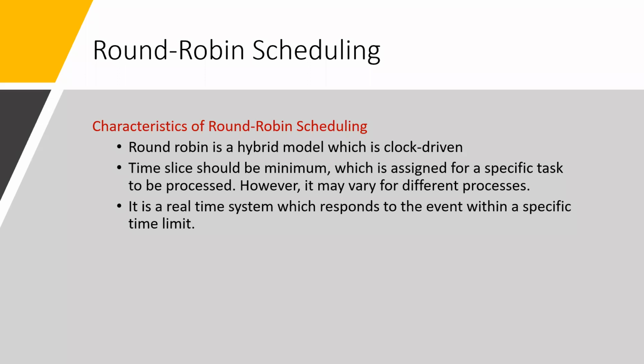How about the round robin? Round robin is the oldest, simplest scheduling algorithm. The name of this algorithm comes from the round robin principle, where each person gets an equal share of something in turn. It is mostly used as a scheduling algorithm in multitasking. This algorithm method helps with starvation-free execution of processes. And these are the characteristics of round robin scheduling.